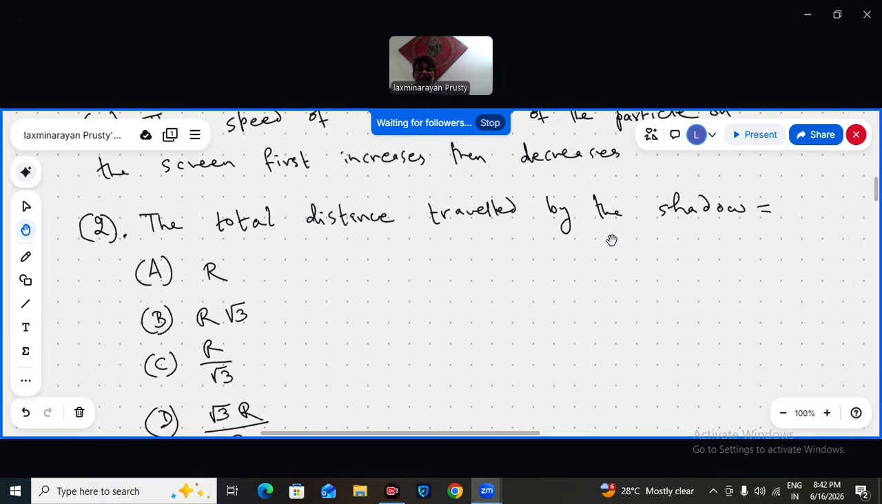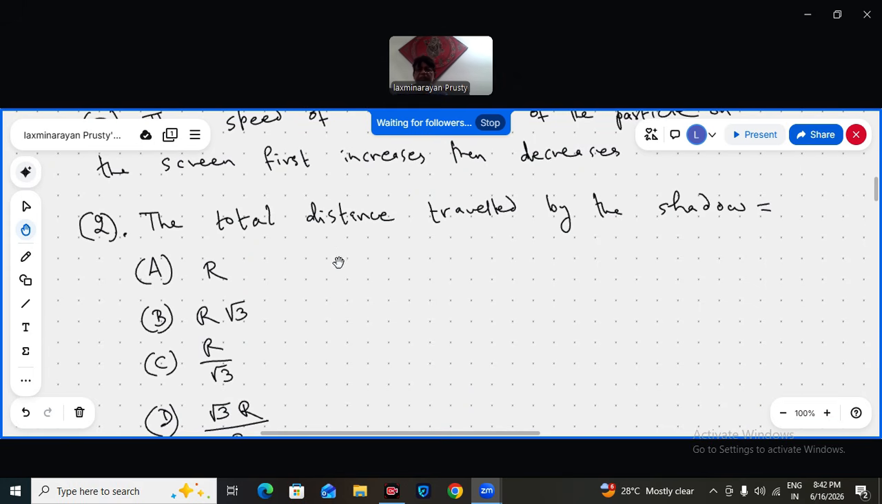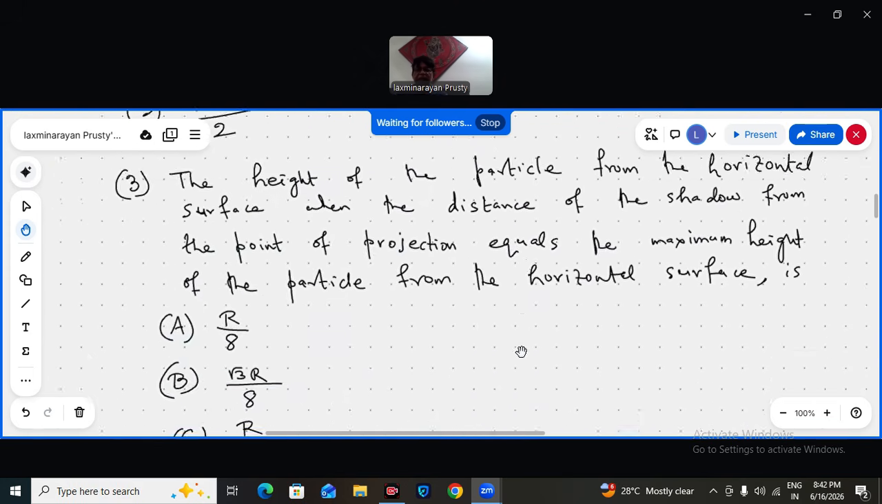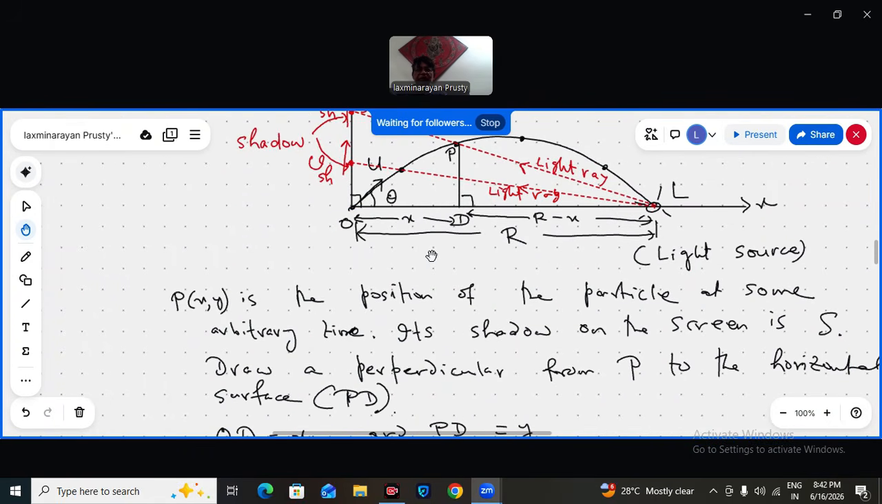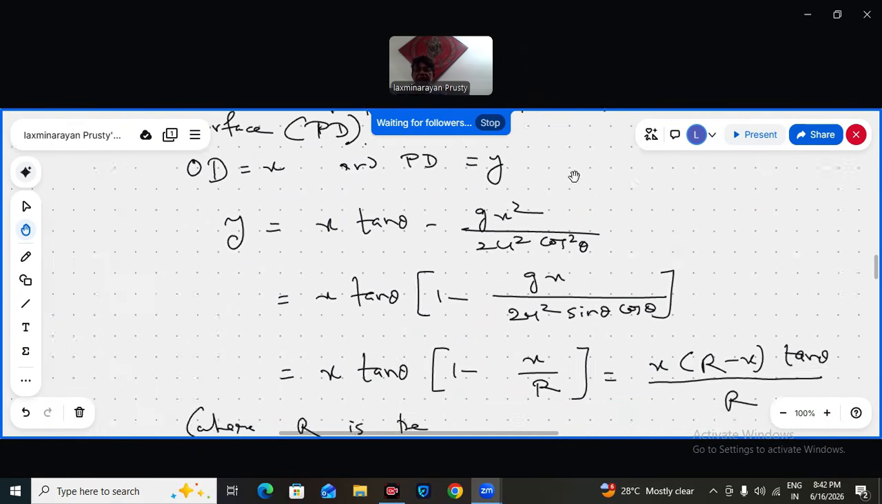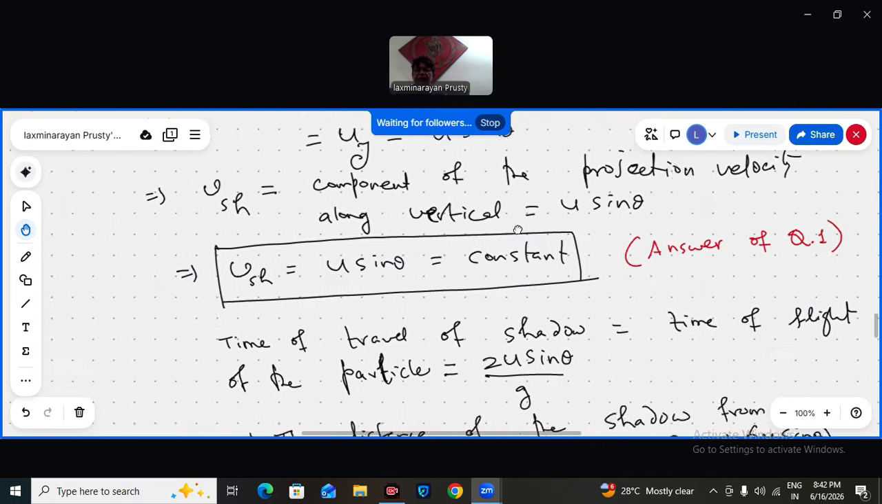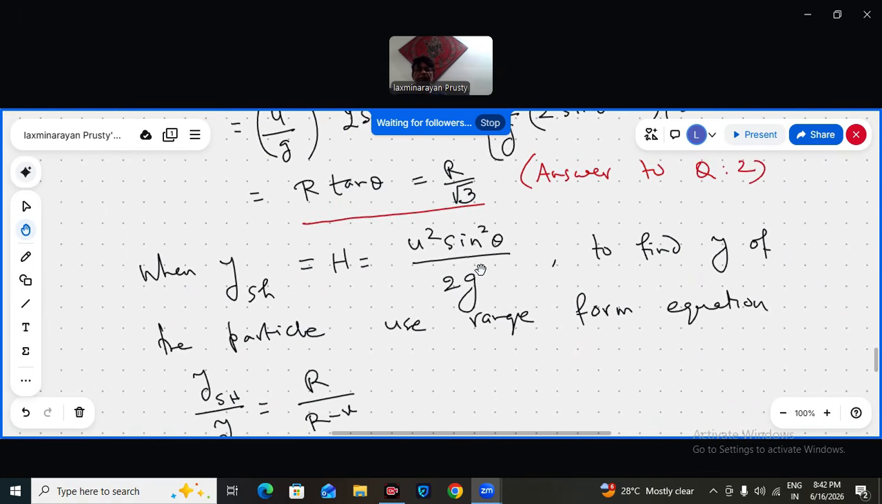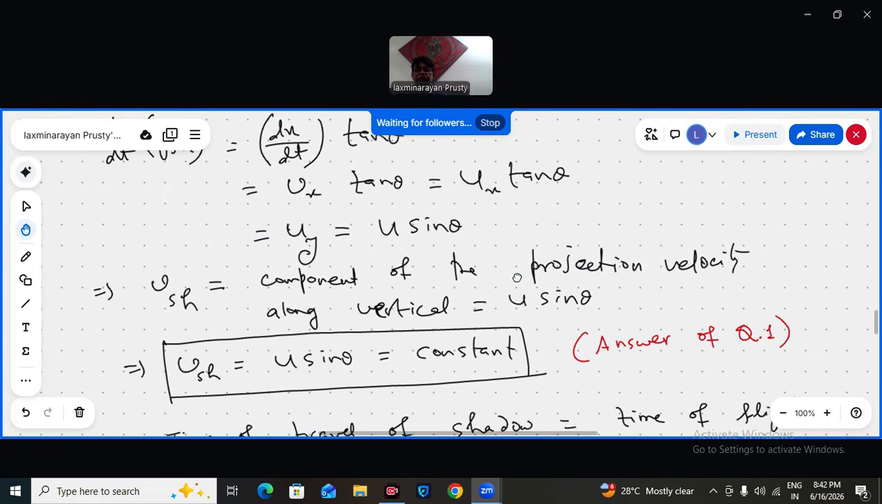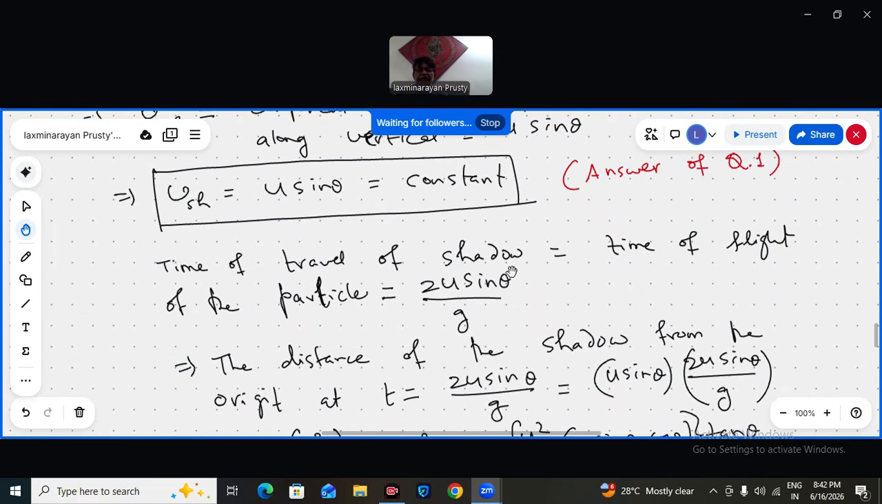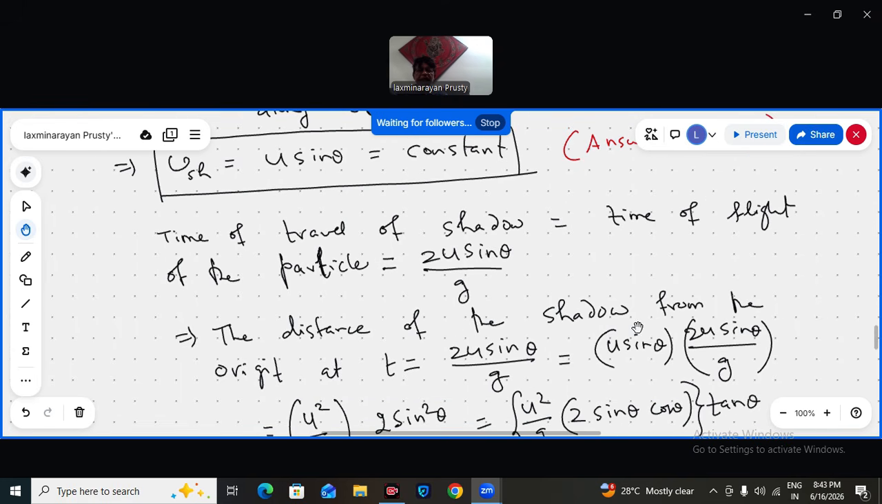Now the total distance traveled by the shadow. That is very simple, since we know the speed of the shadow is constant, we just need to find the time. Time is the time of flight. So multiply that. The time of travel of the shadow is the time of flight of the particle, 2u sin theta by g. So the distance of the shadow from the point of projection is u sin theta into time, that is 2u sin theta by g.